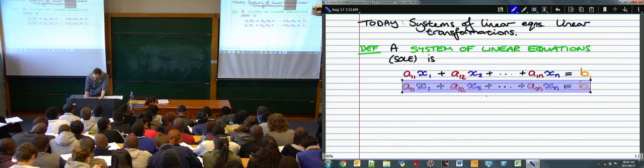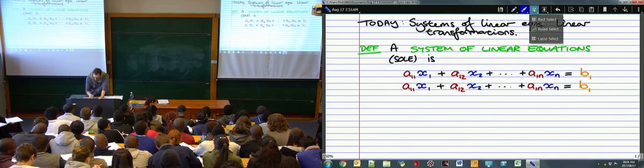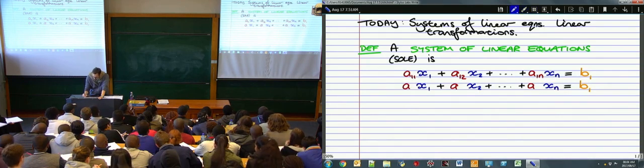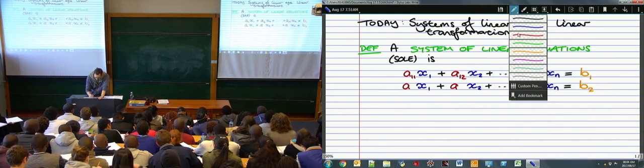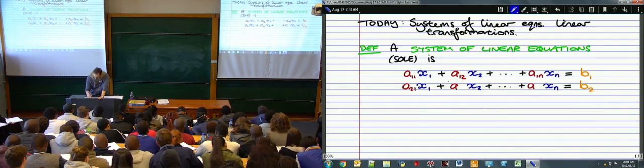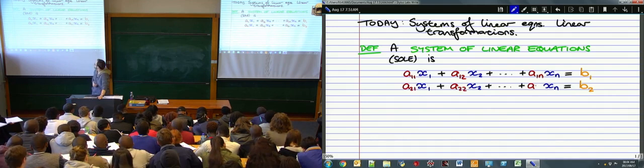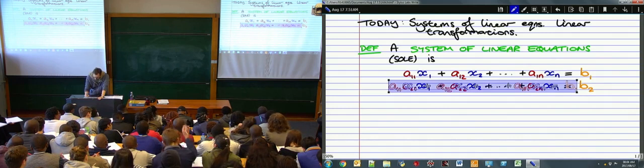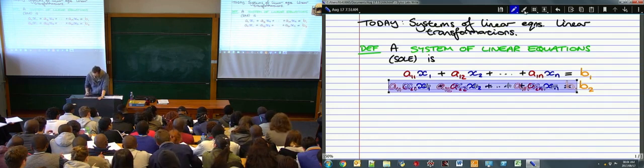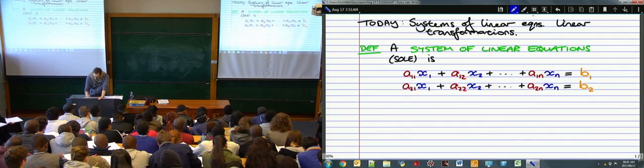Over here we just have to change some of these indexes. Okay, and this index here. So this is now a second equation, with A21, A22, all the way up to A2n. And we can have a whole bunch of these equations. Let's actually write the last one in by hand.